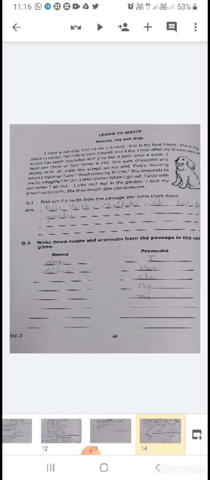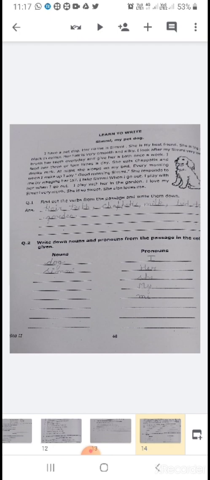I take Simi when I go out. I play with her in the garden. I love my Simi very much. She is so sweet. She also loves me.